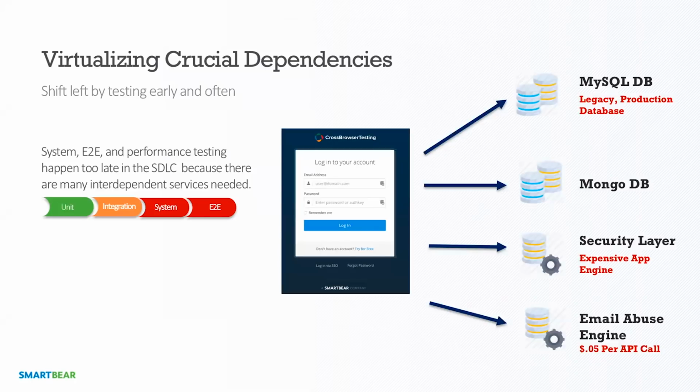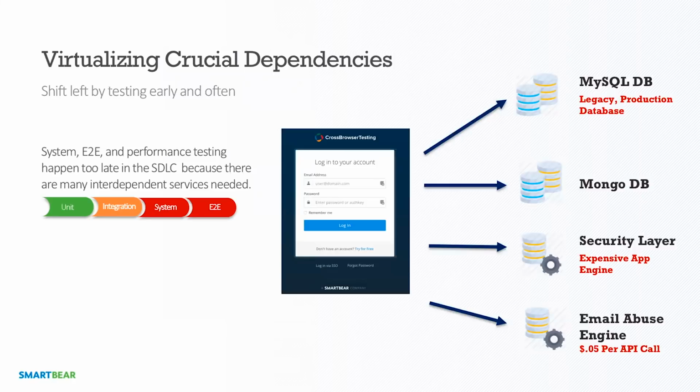So you can see here, system end-to-end integration testing and performance testing often happen too late in the SDLC because there are just too many interdependent services needed. You can see here, this is a UI for our cross-browser testing tool. It has a login account. This is where you log into the account using something like Selenium or a TestComplete type tool. And we'd be actually hitting 4 different APIs with this one UI.